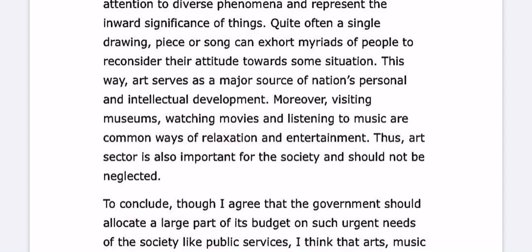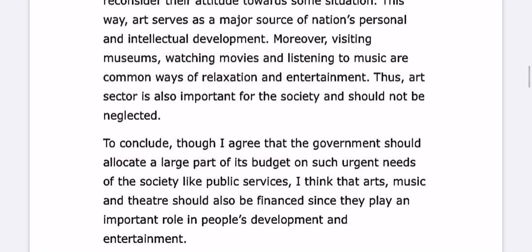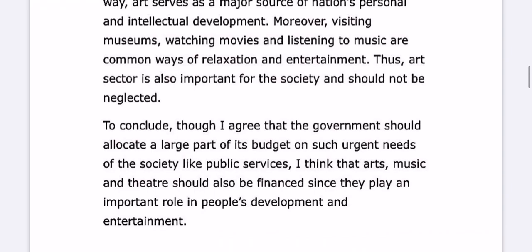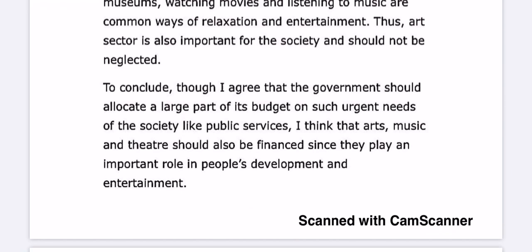This way, art serves as a major source of national, personal and intellectual development. Moreover, visiting museums, watching movies and listening to music are common ways of relaxation and entertainment. Thus, art sector is also important for the society and should not be neglected.